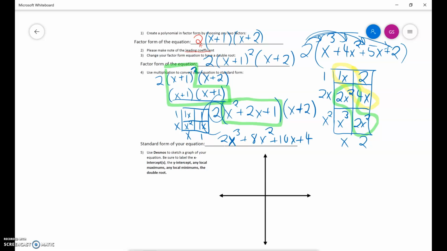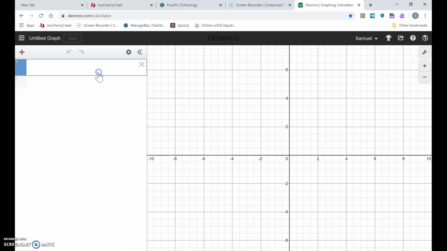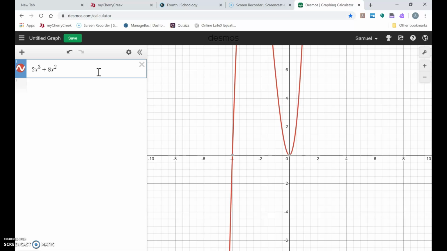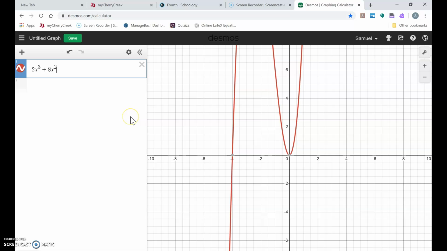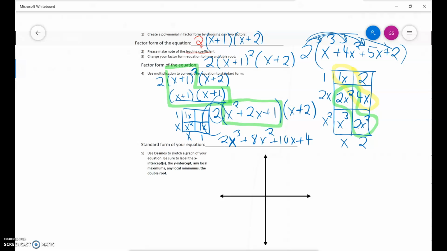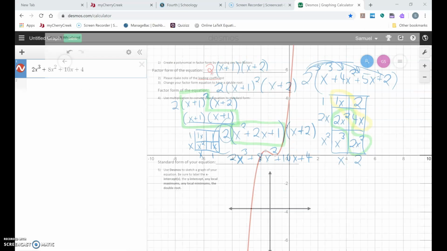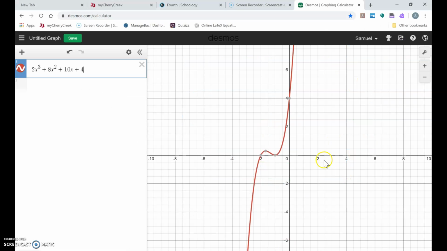Now, it says I have to use Desmos to sketch a graph of my equation and be sure to label all this good stuff. So I'm going to open Desmos. It is, let's see here, 2x cubed plus 8x squared. Oh, I forgot what the rest of it was. Oh, plus 10x plus, not 4x, just 4. Right? Did I do it right? 10x and 4, 8x squared, 2x cubed. Okay. So there it is.